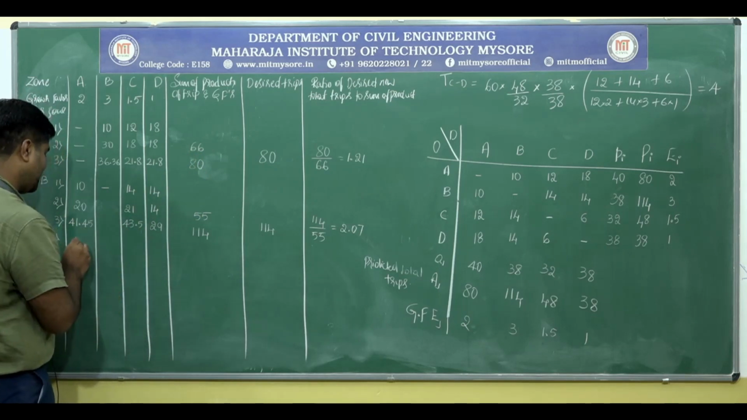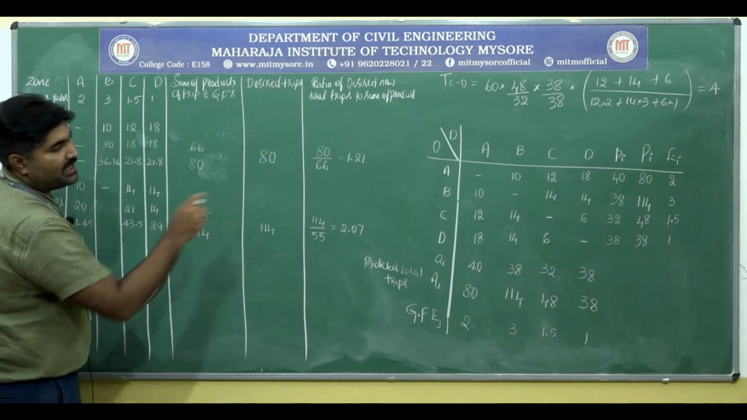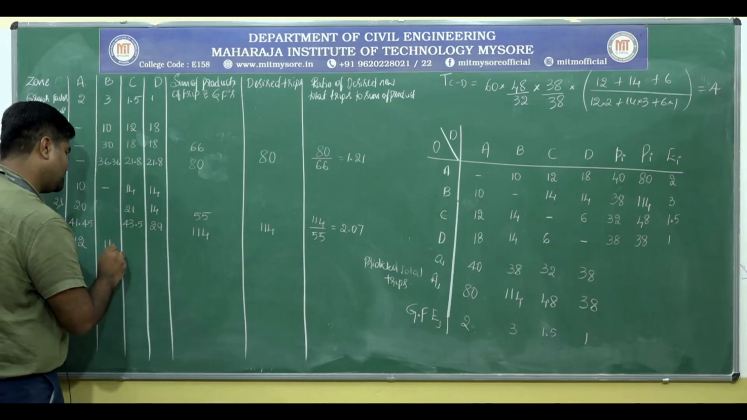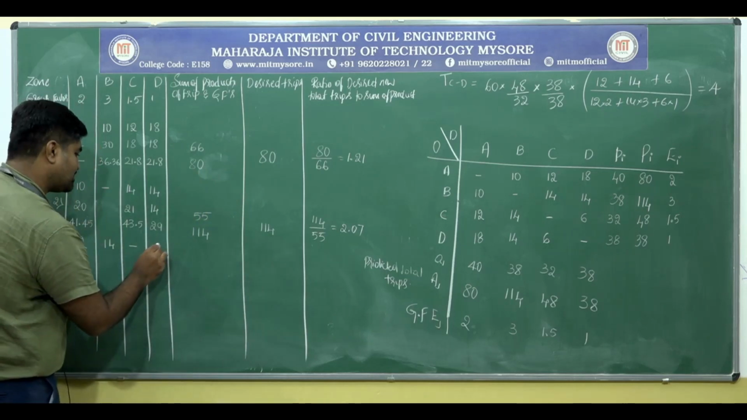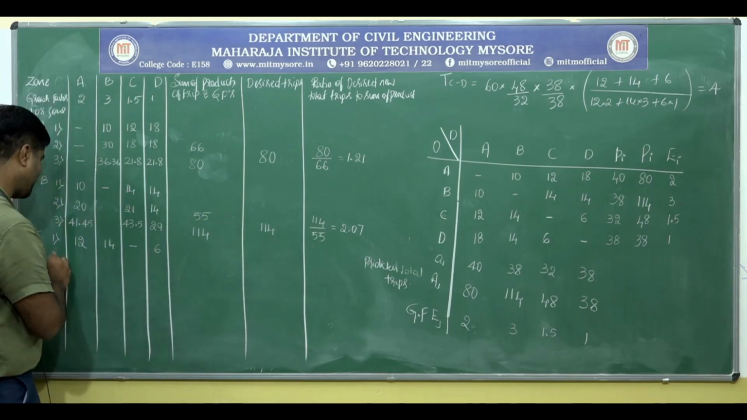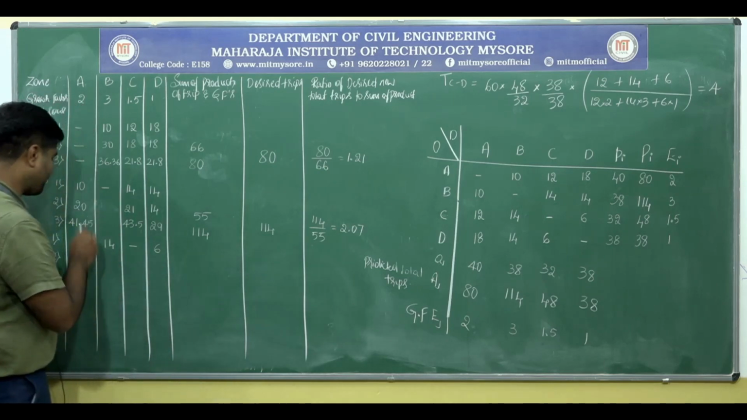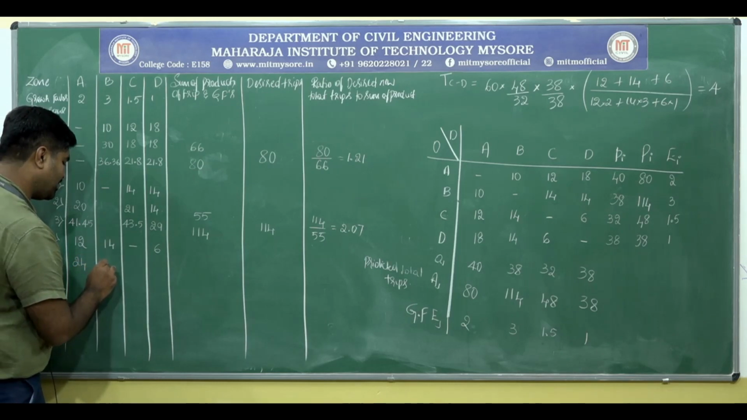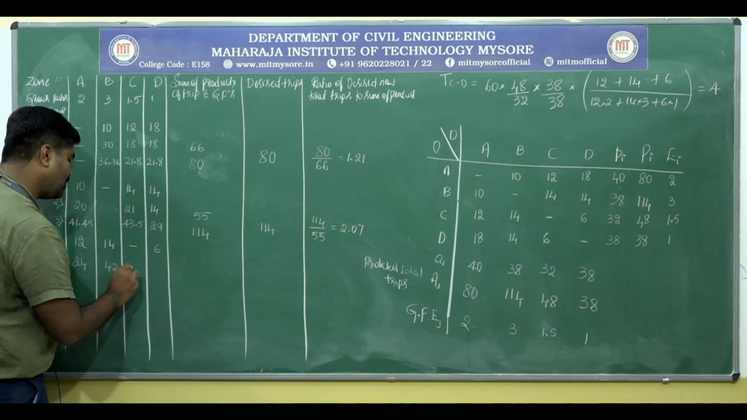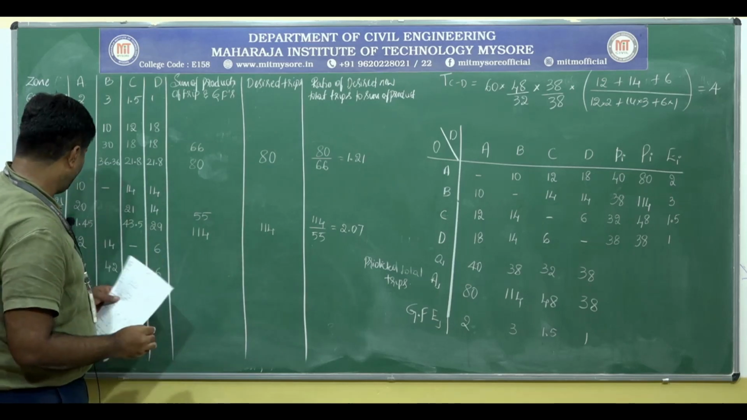Similarly for zone C, first step, the trips between C to A are 12. C to B, 14. There are no trips between C to C. C to D, 6 trips. In the second step, multiply these values with the respective growth factor. 12 into 2 is 24. 14 into 3 is 42. 6 into 1 is 6.